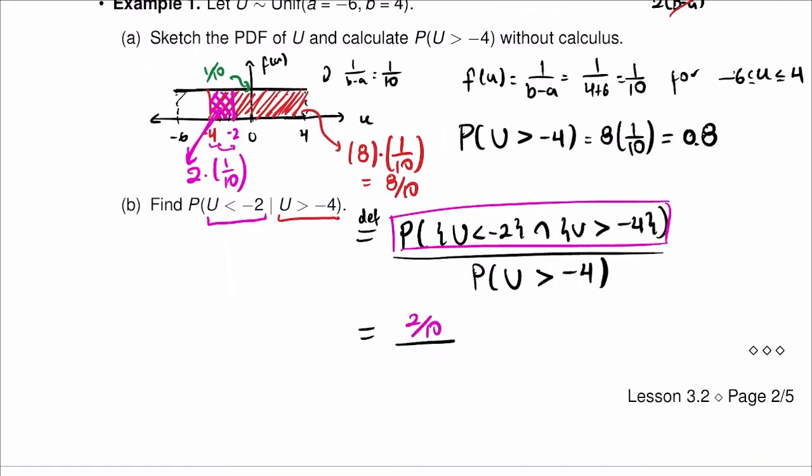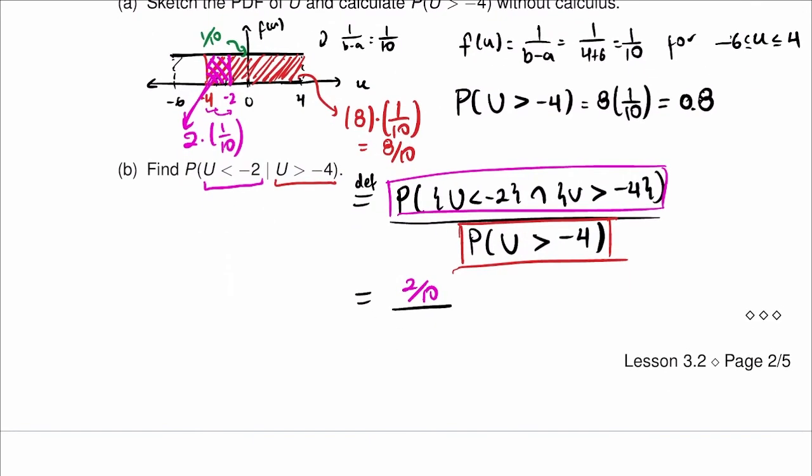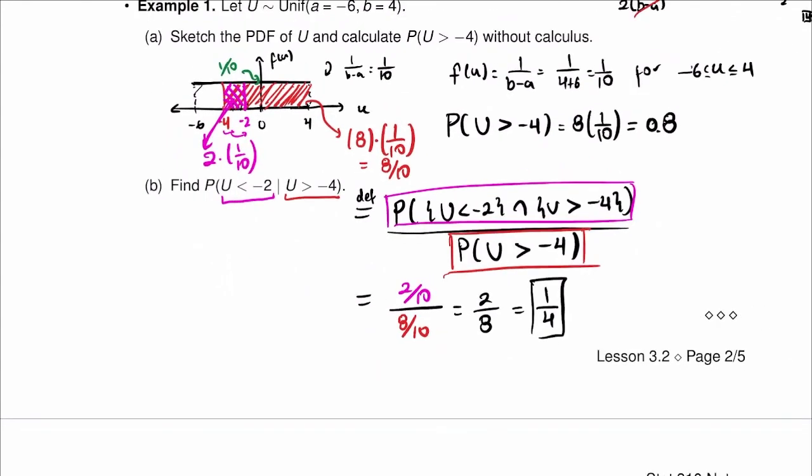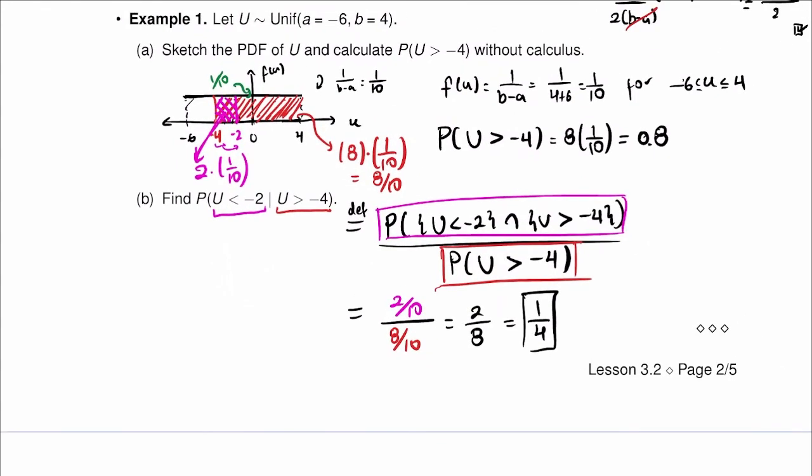And the probability of u being greater than -4 is actually the red rectangle, so this is going to be 8 over 10. And this probability is 2 over 8, that is 1 over 4. Okay, this is calculating the probabilities without calculus, but we can also use the integrals in case you find it easier.